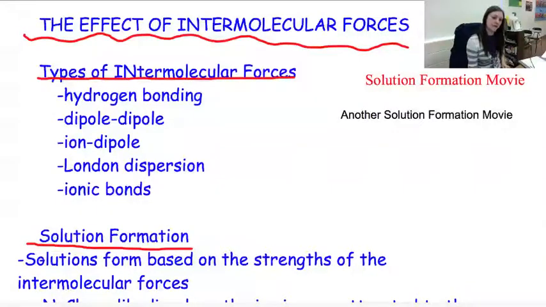Now we're going to look at the effect of intermolecular forces. Let's remember that there are different types of intermolecular forces. We've got 5: hydrogen bonding, dipole-dipole, ion-dipole, London dispersion, and then you've also got just normal ionic bonds. These ones here are between two covalent molecules. This one was between an ionic and a covalent, and this is between two ionic. So those are the basic types of intermolecular forces we have going on there.